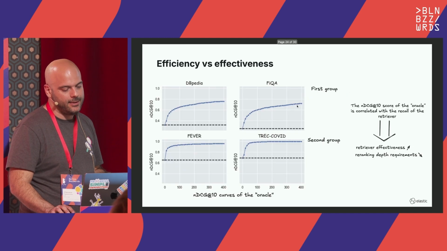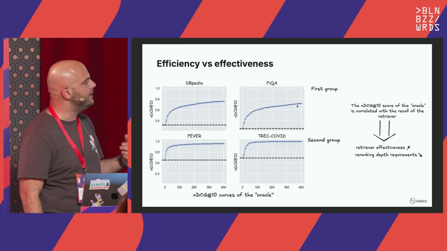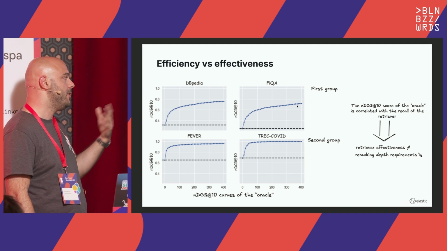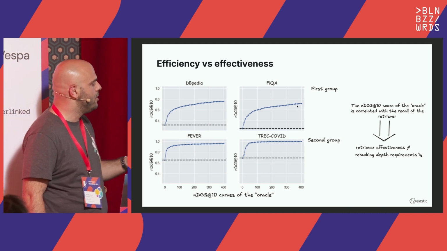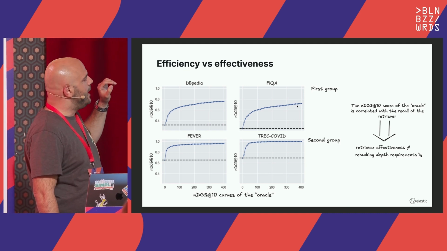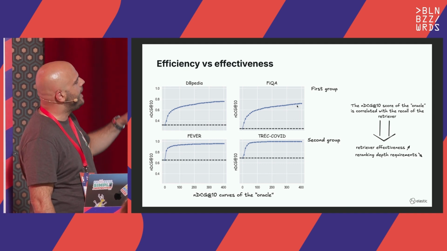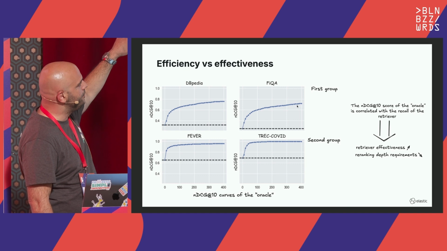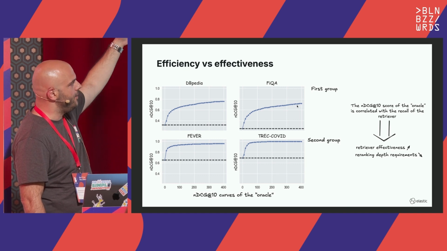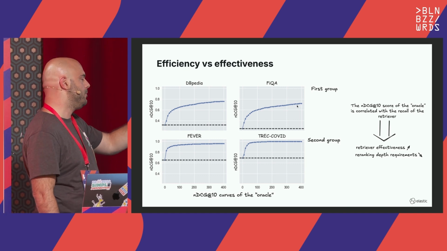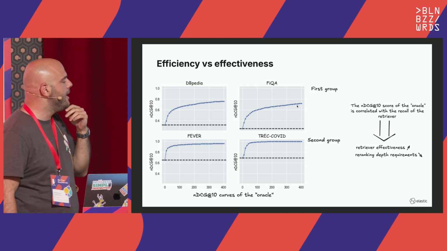And we think that this is not random, and it can be explained by the effectiveness of the first stage retriever. So what we have here are the NDCG@10 curves of the oracle. At the top we have 2 representatives of the first group, and at the bottom we have the other 2 representatives of the second group.